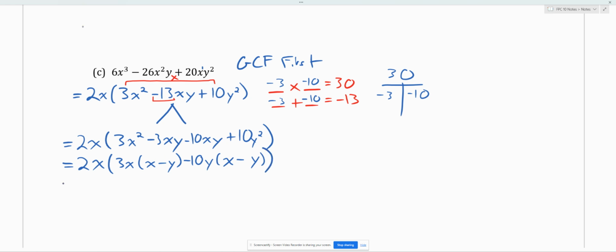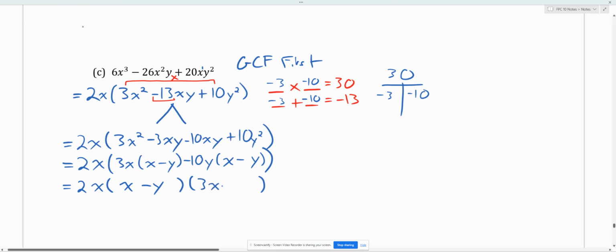Okay, and let's finish off one last step. We're going to finally factor out this binomial of x minus y. And I'm left with 3x minus 10y. Now, this is always a good one that is challenging to actually multiply this whole thing out, if you have time during an assessment, to make sure you did it correctly. And we are done, folks.